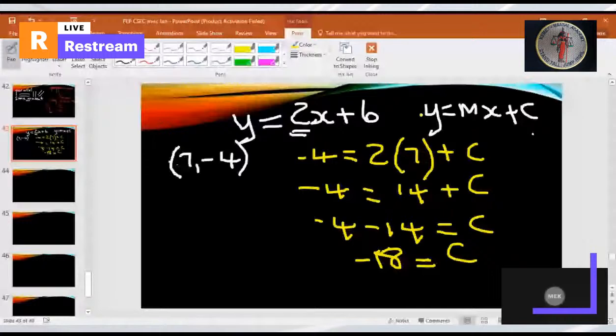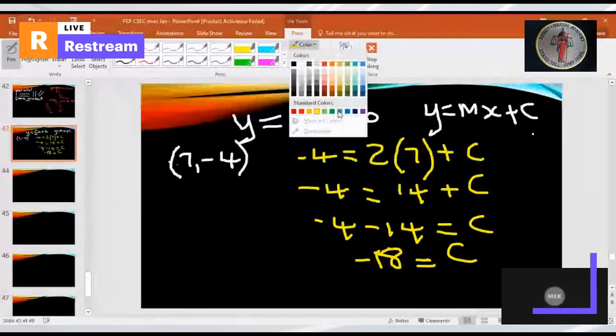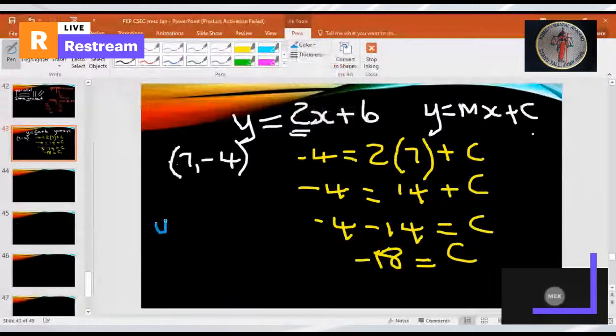So the equation of this line here would be y is equal to the gradient, which we know is, since the lines are parallel, we know the gradients are going to be the same. So that's 2x, and c would be -18. So that is the equation of this line.